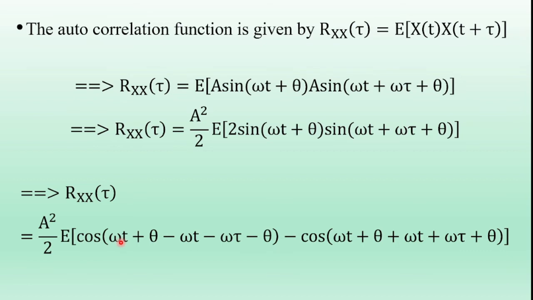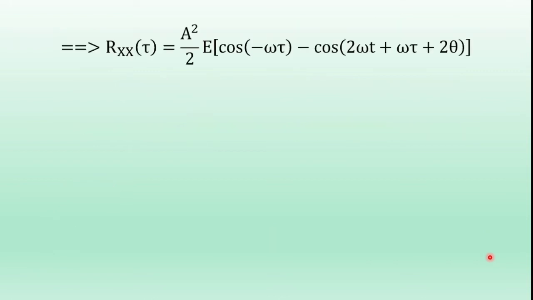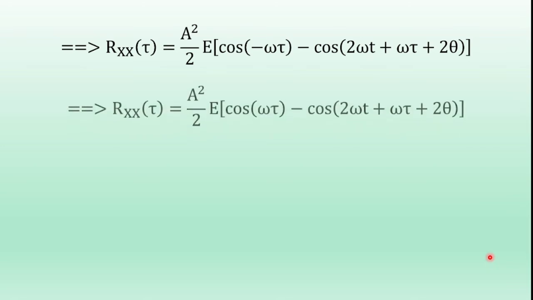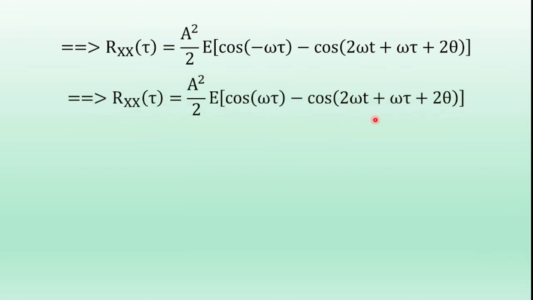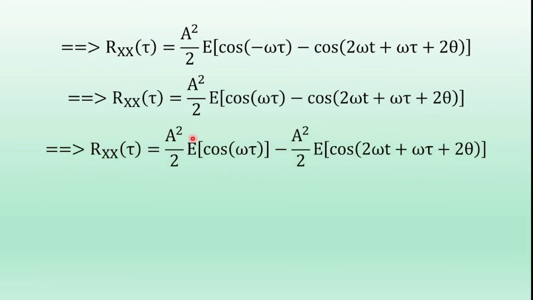So cos of minus omega tau is cos omega tau, and in the second term omega t plus omega t is 2 omega t, theta plus theta is 2 theta. Therefore Rx of tau is equal to A square by 2 into expectation of cos of omega tau minus cos of 2 omega t plus omega tau plus 2 theta. Now applying the expectation to each term: A square by 2 into expectation of cos of omega tau minus A square by 2 into expectation of cos of 2 omega t plus omega tau plus 2 theta.